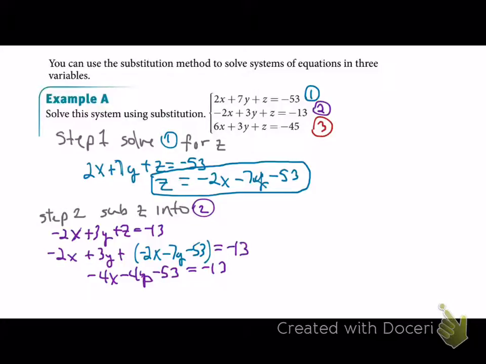Is that a P? Where? After the negative 4. Okay, let's move our negative 53. How would we move it? Add it. Okay, so that would leave us over here with a negative 4x minus 4y equal to, so you have, yes, 40. Okay, thank you.